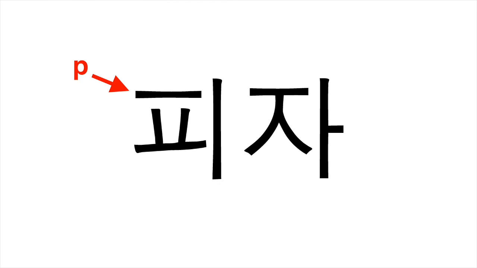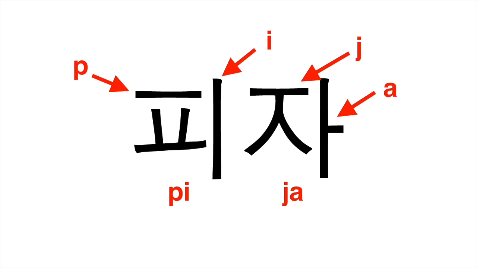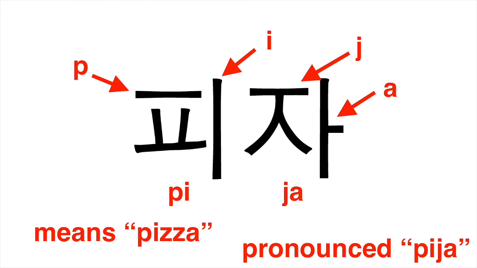Here's the first word. The first letter has piup, which you can tell right away from the name that it has a p sound, and the vowel is e, so it's p. The second letter has jiut, which has a j sound, and the vowel is a, so it's ja. Put them together and you get pizza. And yes, this does mean pizza.